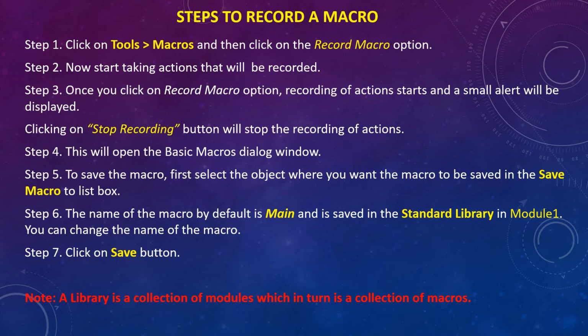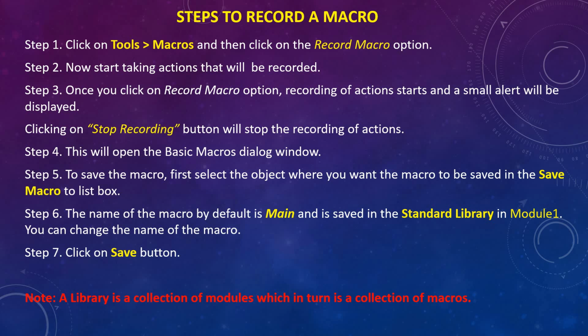To save that macro, we have to name it in the Main and in the Standard library. For example, it is Module1 by default, so we can change it to another name and save it. So basically what is the library here? A library is a collection of modules, which in turn is a collection of macros. So in the library there are modules, and in the modules we create macros.